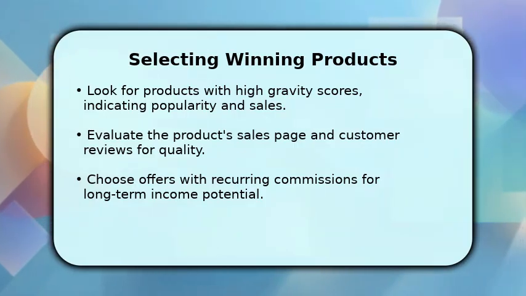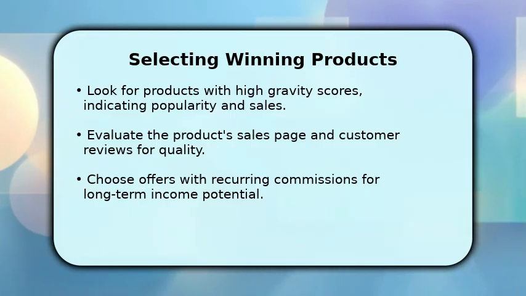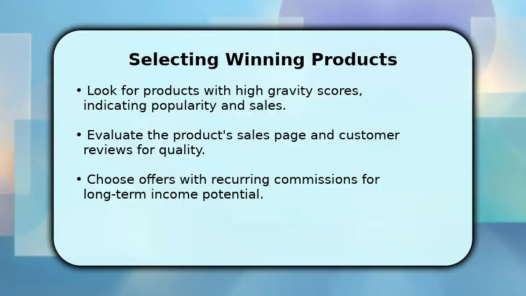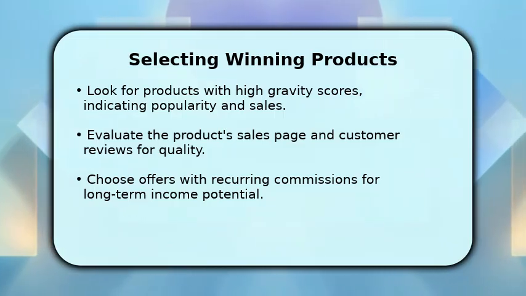When browsing the ClickBank marketplace, pay close attention to the gravity score, which shows how many affiliates are successfully selling that product. A gravity score above 50 often indicates a good opportunity. Also, thoroughly review the product sales page and any available customer testimonials. Opting for products with recurring commissions, like subscriptions, can provide a steady, predictable income stream over time, maximizing your efforts.